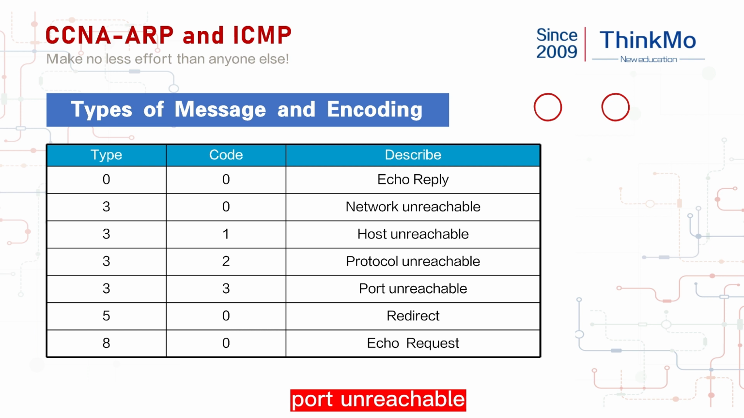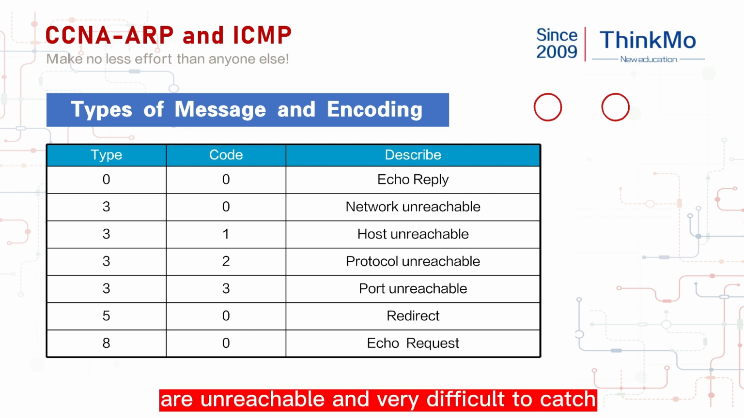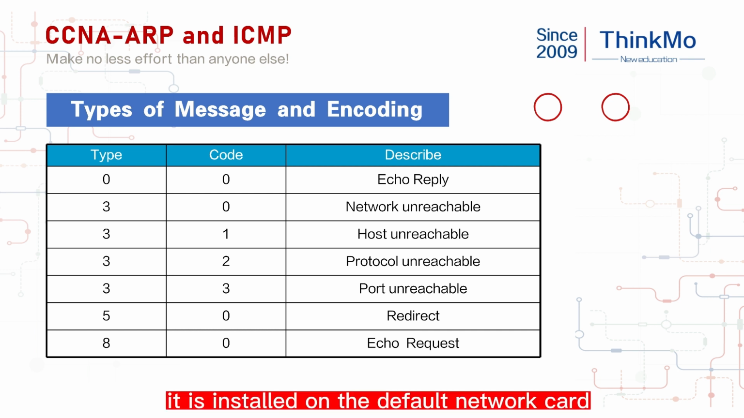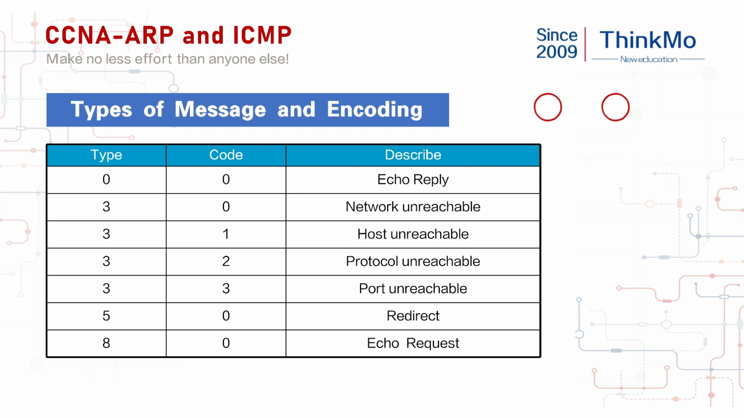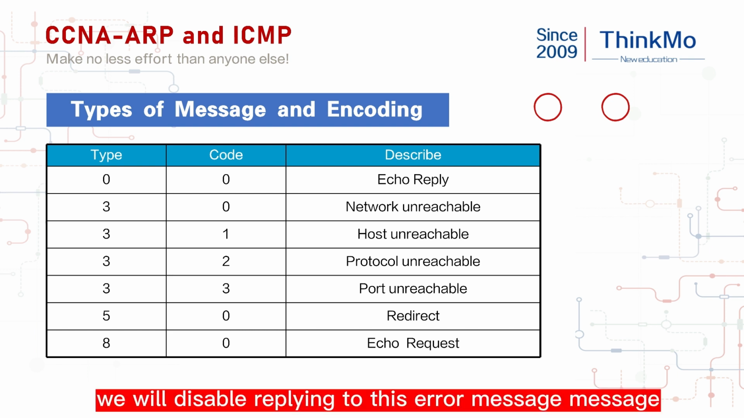Port unreachable. So from network to host, to protocol, to port, layer by layer, it is more and more detailed. But usually, UDP and TCP protocol unreachables are very difficult to catch, because for these public protocols, they are installed on the default network card. Generally, it is not easy to close, so I can't catch this. In addition, we will disable replying to this error message.